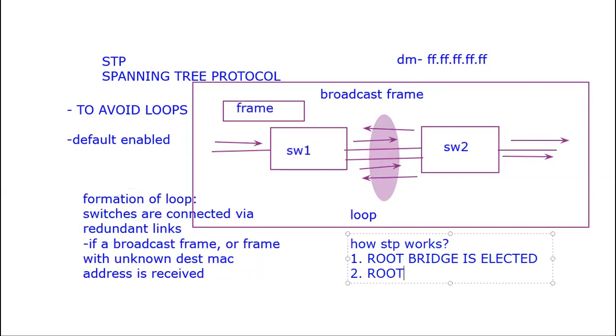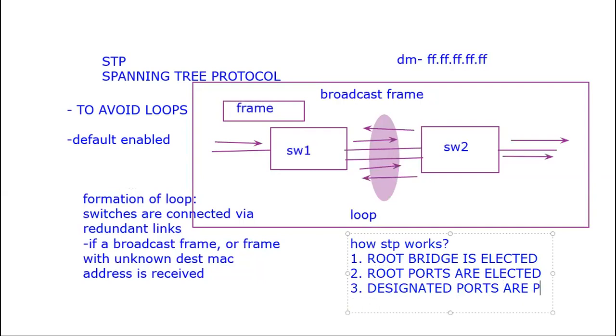Then root ports are elected. Some ports are elected as root ports. We will see which ports become the root ports. Then the designated ports are elected. Some ports are elected as designated ports. And the rest, all the ports that are left after the root port and designated port election, are blocked. This is how STP works.